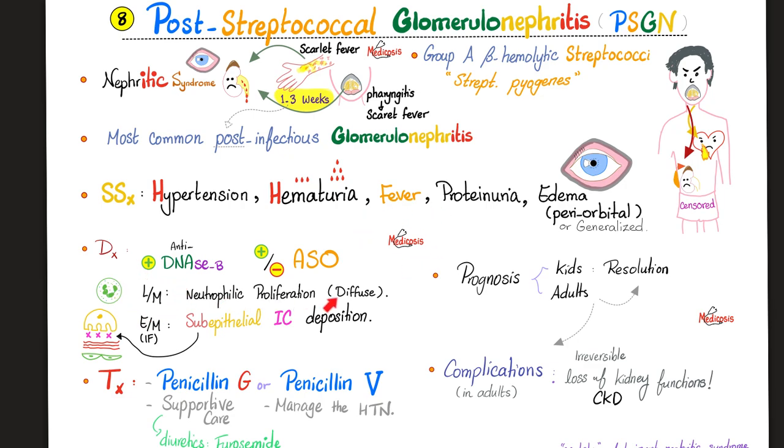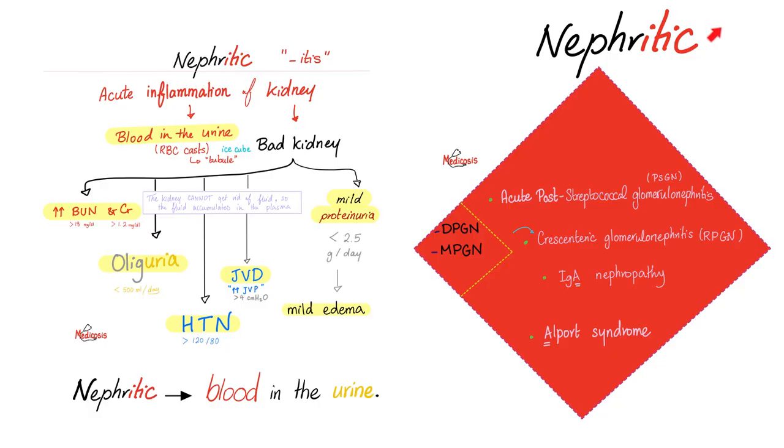Under light microscopy, my kidney is diffusely inflamed. Under electron microscopy, I have subepithelial lumpy bumpy pattern. The prognosis in kids is excellent. In adults, not so much. Treatment is antibiotics, supportive care. Manage the hypertension. You may need diuretics. This is nephritic syndrome. Please pause and review.